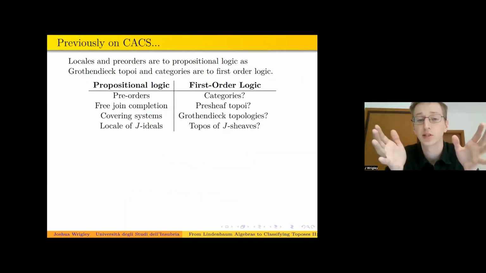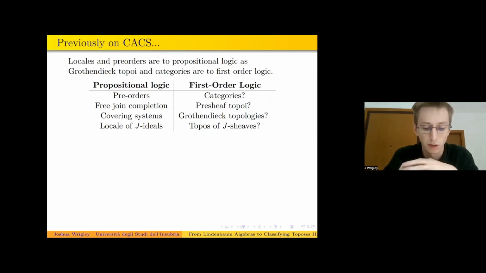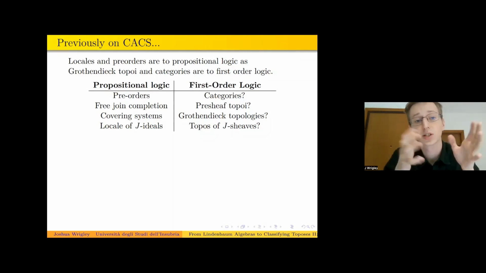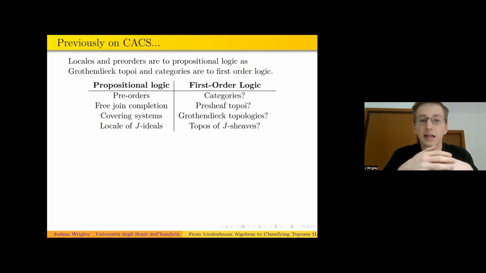So this talk begins with the previously on section, and I won't make specific references to what I talked about last year. But in my presentation last year, I tried to give credence to this slogan that we should be thinking of locales and preorders as models of propositional logic, as Grothendieck topoi and categories are to first order logic. And I gave a very loose analogy between things we see in propositional logic, such as preorders, the free join completion, the locale of ideals given a covering system, and I compared those to constructions we find in the toposphere and their relations to first order logic. I admit that it was a fairly loose analogy. So the onus of this talk is to rectify that analogy and make it stricter.